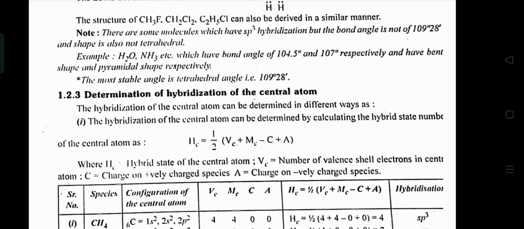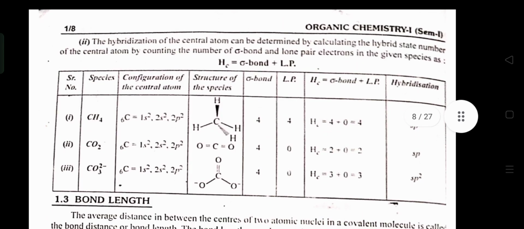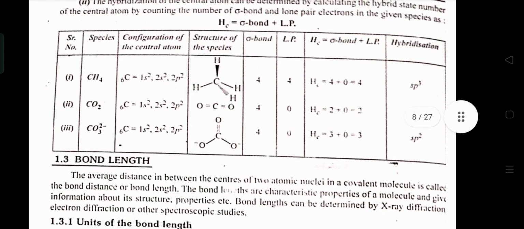Determination of hybridization of the central atom. The hybridization of the central atom can be determined in different ways. First, it can be determined by calculating the hybrid state number of the central atom: Hc = 1/2 (Vc + Mc - C + A), where Hc is the hybrid state of the central atom, Vc is the number of valence shell electrons in the central atom, Mc is the number of monovalent atoms, C is the charge on positively charged species, and A is the charge on negatively charged species. Second, it can be determined by counting the number of sigma bonds and lone pairs in the given shape: Hc = sigma bonds + lone pairs.